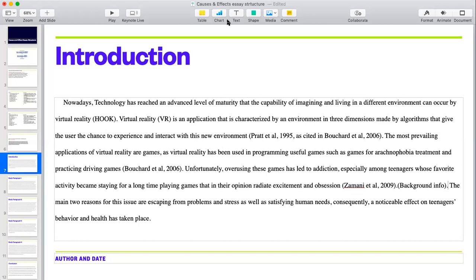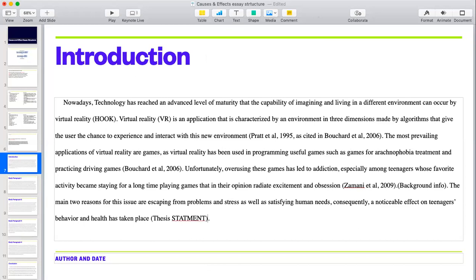It's impossible. You need at least this number of sentences: 1 sentence for the hook, around 2 sentences for the background information, and then the thesis statement, of course. Okay? So the last sentence is the thesis statement.